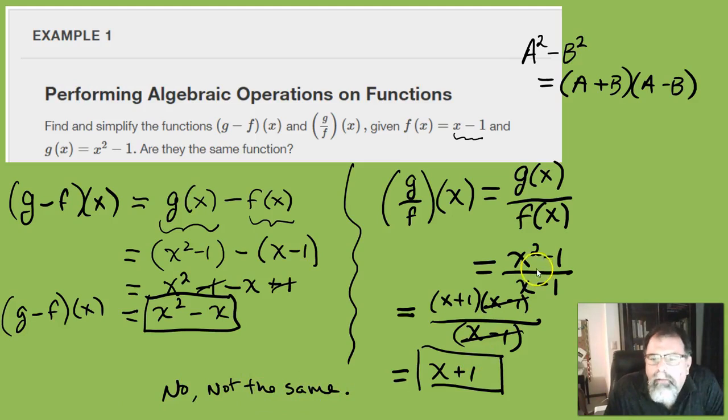Oh, and before we move on, I forgot to mention, remember we have to restrict the domain. Anything that would make the bottom here, x minus 1, equal to 0, right? You can't allow that to be 0. So x minus 1 cannot equal 0, so x cannot equal 1. So this is g divided by f provided x is not 1. If you put in 1, 1 plus 1 would be 2, but you've got to remember what we did originally, and we would get 0 on the bottom, so that would be undefined.